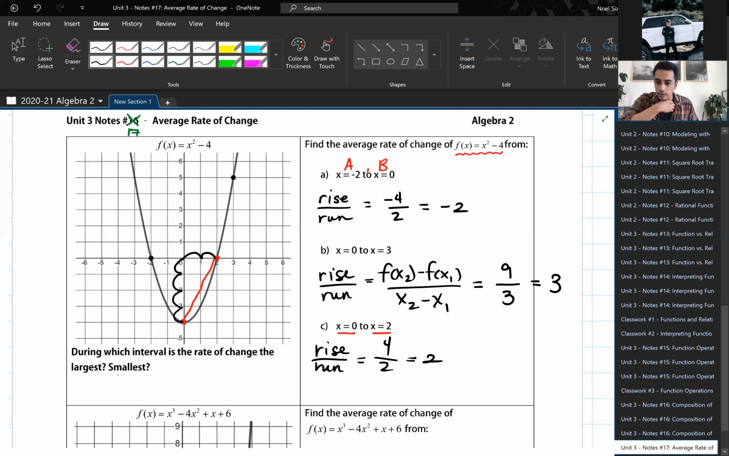Let me address a couple questions. So when it goes up or down, yes, that's the numerator count. Yeah, that's your rise. Right? Could be positive up or negative if it's going down.